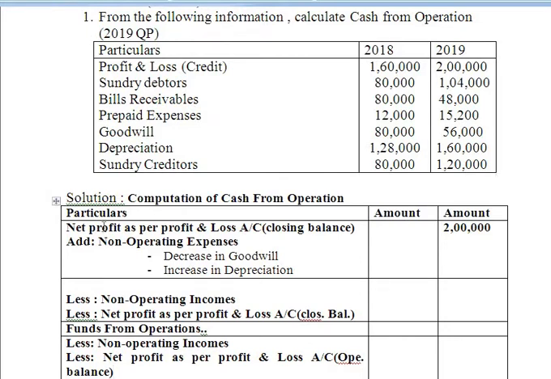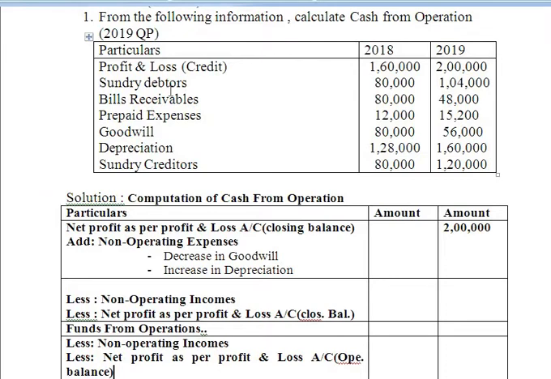So first, we need to take what? Net profit as per profit and loss account, that is the closing balance. What is the closing balance of profit and loss account? Here it is 2 lakh. Next, add non-operating expenses. Now check in the problem which non-operating expenses are given. First one is profit and loss, so we are taking it here, leave that.